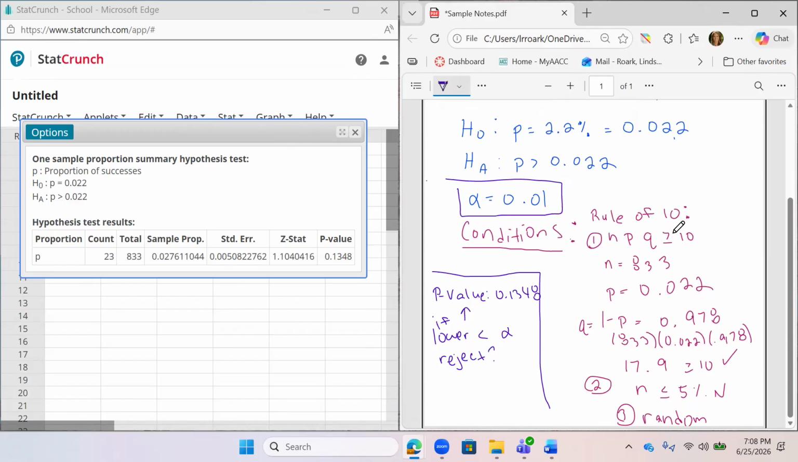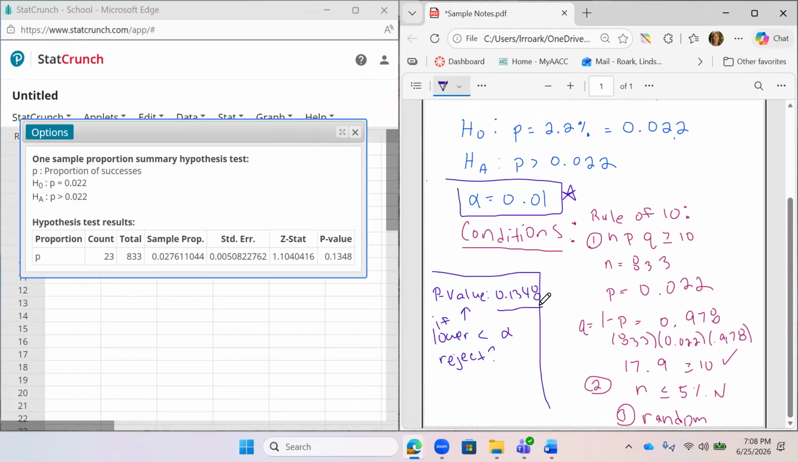So then we look again at our alpha here, which was very small. Our alpha was 0.01. That's like 1%, right? So we're saying we want more than unusual. Unusual, usually we say like 5%. We want this to be super unusual in order to reject, because we really don't want to reject when we shouldn't.